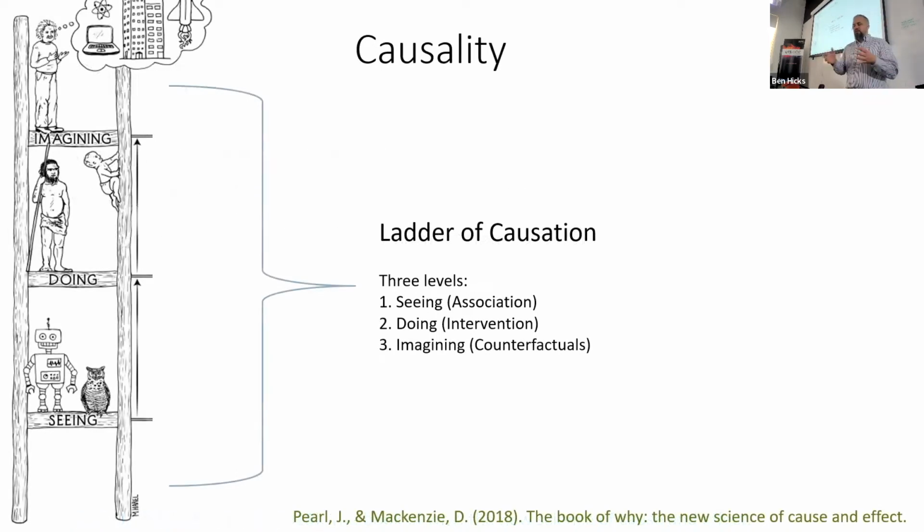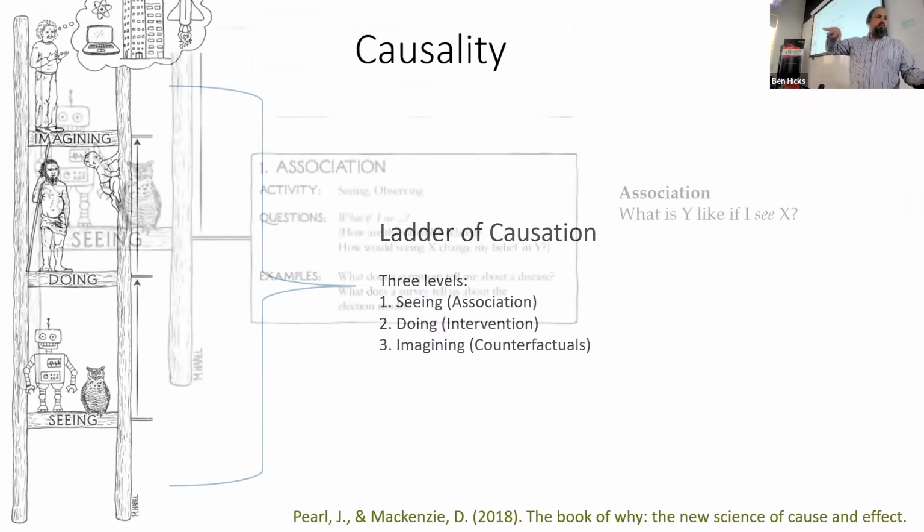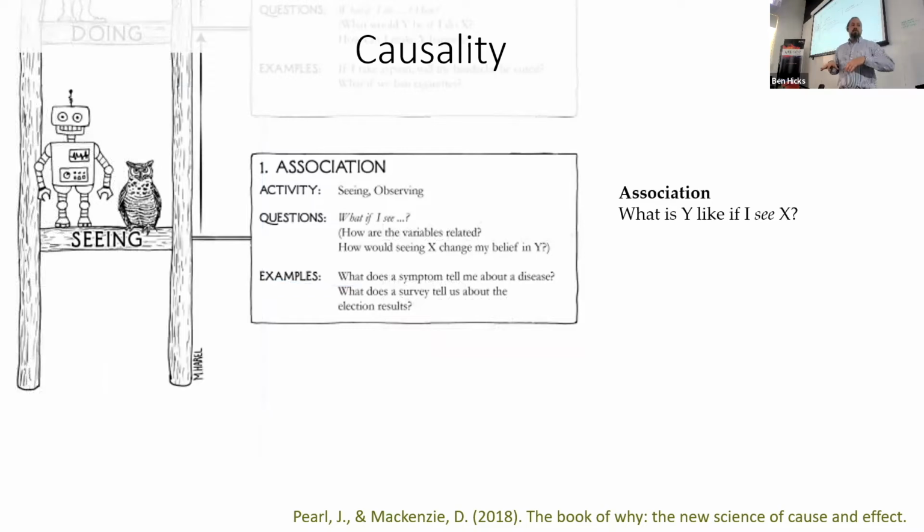So Pearl and Mackenzie have a nice construct called the ladder of causation, which is looking at different levels of claims that we might make from data that require different levels of evidence. Starting down at the bottom, I know that's small, we have where we are just seeing patterns in the data. And this is a level of association. For instance, we might notice that lots of visits to the university library are associated with better academic performance.